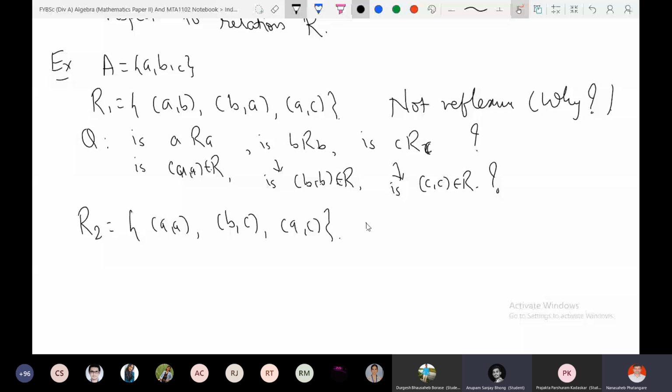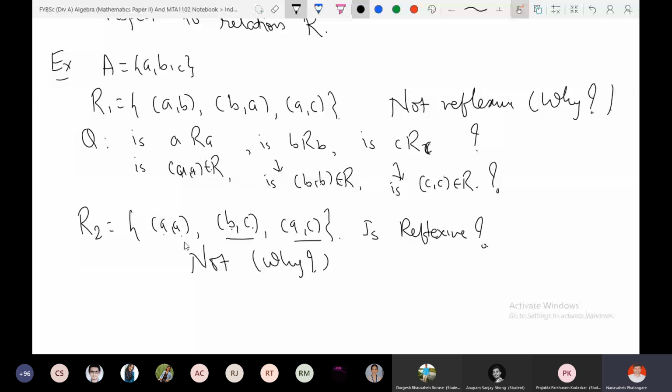No, sir. Not reflexive, right? And what is the reason? Because B is not related to B. A is related to A, fine. But C is not related to C. As far as we are talking about a reflexive relation, such pairs are not important for us. What pairs are important? (A, A), (B, B), (C, C), right?